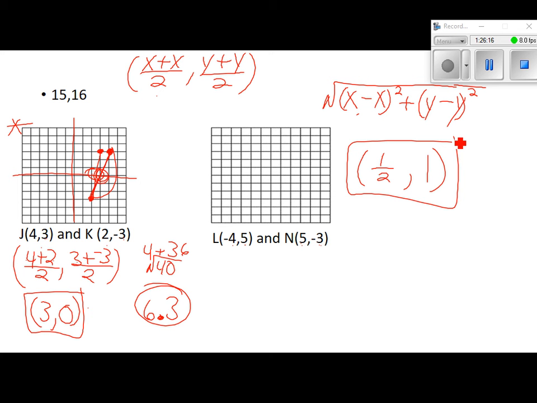Using the distance formula, we plug in -4 and 5 for the x's, and 5 and -3 for the y's. And again, I'm going to do a bunch of this in my head. -4 minus 5 is -9. -9 squared is 81. 5 minus a -3 is 5 plus 3, which is 8. 8 squared is 64. Add those two together and you get 145. You want to take the square root of that, so grab your calculator, square root of 145, and you end up with about 12.0. That's the length of the segment. That's the midpoint of the segment.